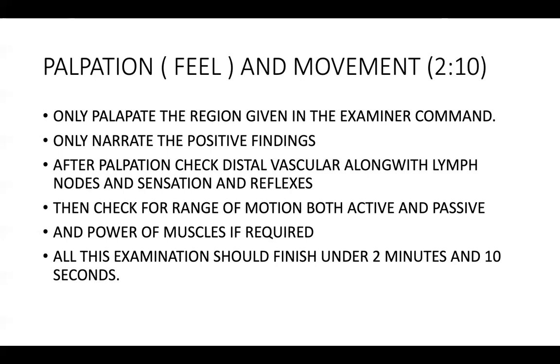And most of you make a mistake that you keep on telling this is normal, this is normal, this is normal. This is only wasting time. Only tell what the positive findings are on your inspection. If you see gastrosoleus complex wasting, tell that there is gastrosoleus complex wasting over the right side, and move forwards. Don't waste your time saying that gastrocnemius muscle mass is comparable, hamstring muscle mass is comparable, quadriceps muscle mass is comparable. Only tell what is not comparable.